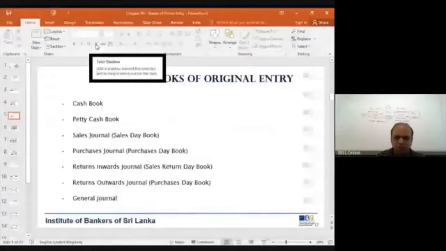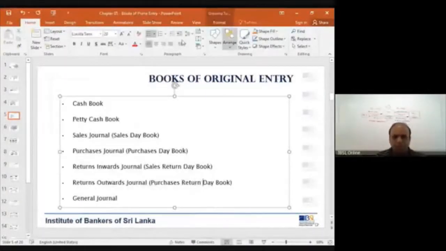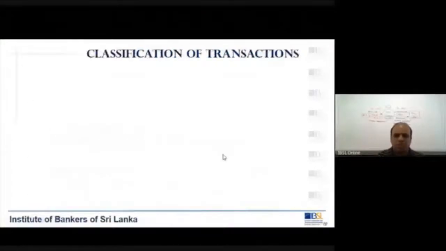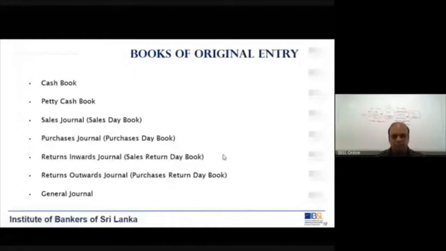There is a mistake. I hope you can correct it. Purchases return day book. Okay, and the last one is known as the general journal. For the sales return day book and the purchases return day book, we use alternative terms, which are called return inwards and return outwards. These terms or names you have to be familiar with before we go into the exam. So the 7 day books are cash book, petty cash book, sales day book, purchases day book, sales return day book, and purchases return day book. And the last one is the general journal.